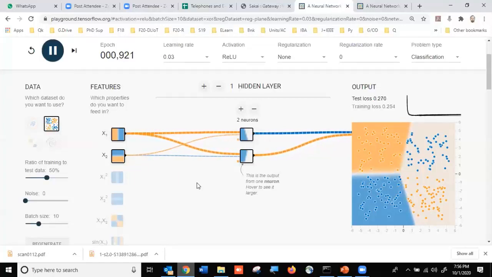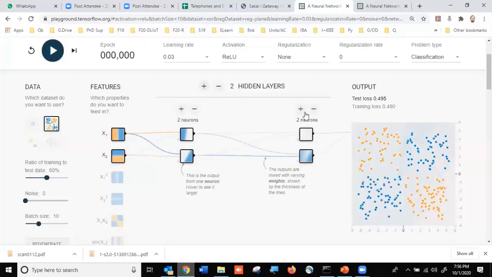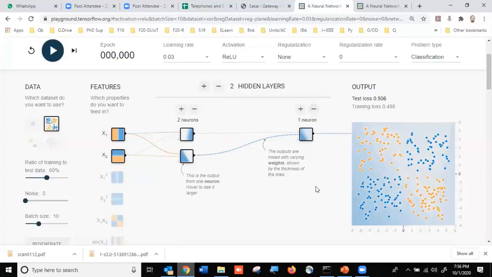Okay. So what's the difference between this and the solution that we found? Three neurons, and this only has two. So let's add another layer. Let's add another hidden layer, and let's make it like this. Now let's see if it can solve the problem.